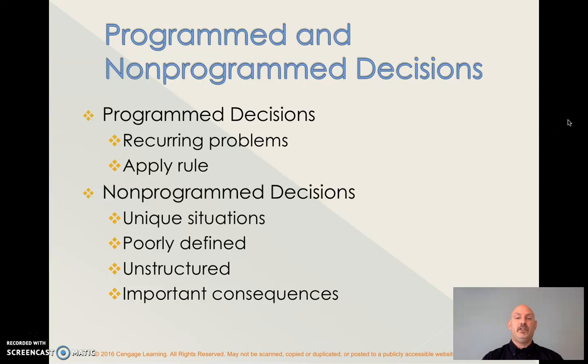Non-programmed decisions include things like unique situations or poorly defined situations, unstructured situations, and where there are very high levels of consequences involved with the decision. So, for example, choosing which college to go to is a pretty important decision. Choosing which house to purchase, very important decision. The high level of consequences if you choose incorrectly. Choosing how much to pay for certain things can have a high level of consequence or a low level of consequence depending on your monetary situation.